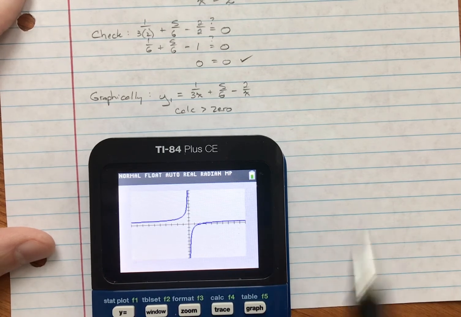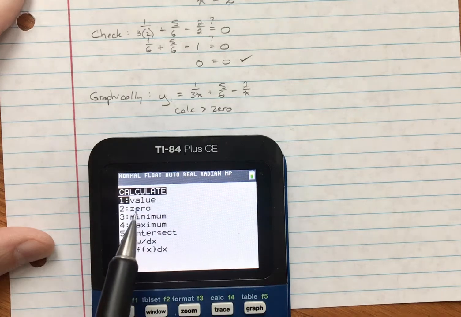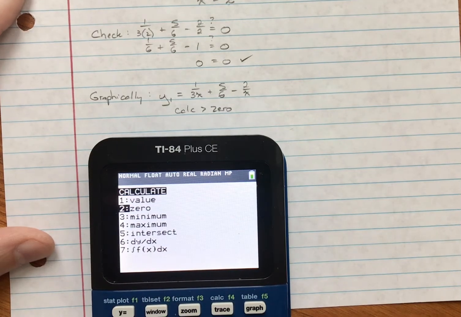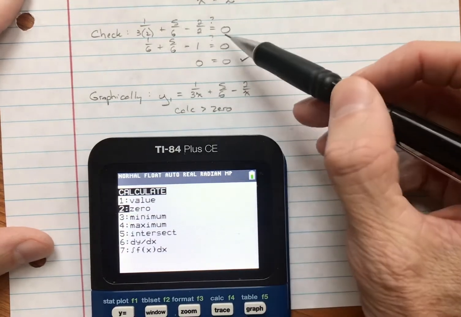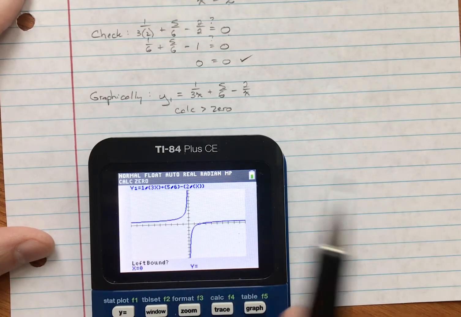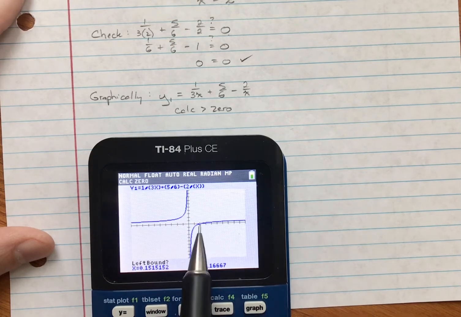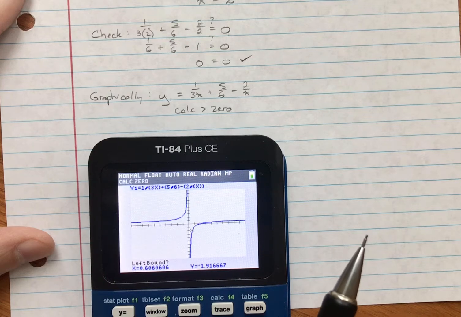Okay, so now, because it's equal to 0, I'm going to say calc 0. Because that's what I have here. I want it equal to 0, so I'm going to calc the 0. The 0 is where it hits the x-axis. Those are my zeros. So I need to set left bounds and right bounds. Well, it looks like it crosses right here. So I've got to set my left bound on the left side of that intersection.